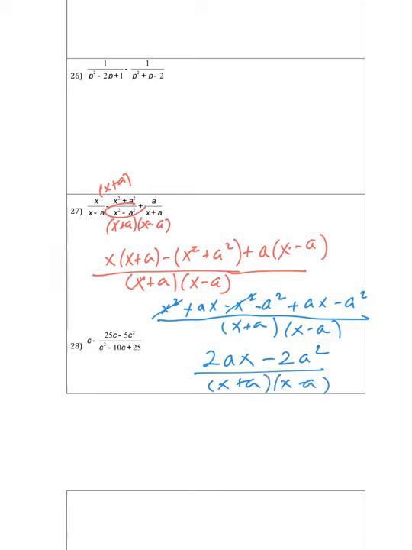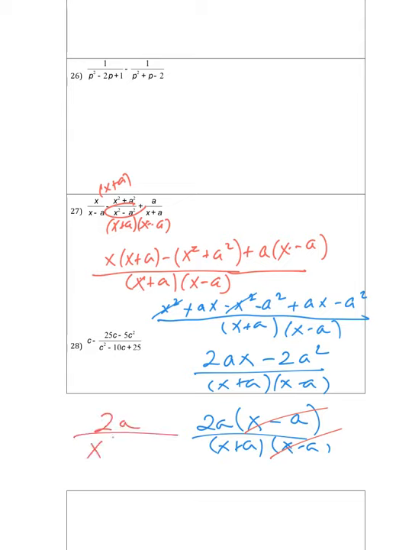And then I have a GCF in the numerator of 2a, so I'm going to pull out the 2a times x minus a, right? Because that would give me minus 2a squared. And this would be all over x plus a times x minus a. Now I have common factors. X minus a cancels with x minus a. So my final answer is just everything that's left, which is 2a over x plus a.